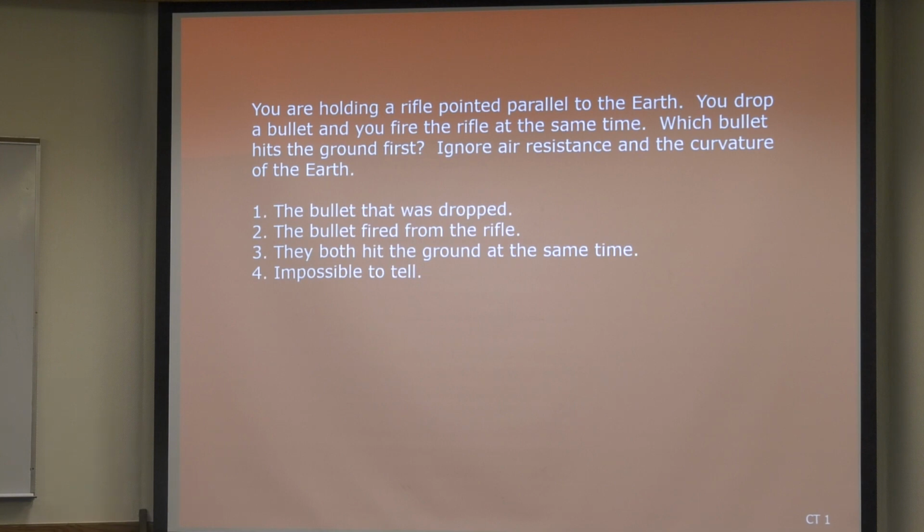All right, this is the same demonstration that I described. Agree? After the collision, gravity acts equally on both objects, and so it's going to be the same time. It's exactly the same time.